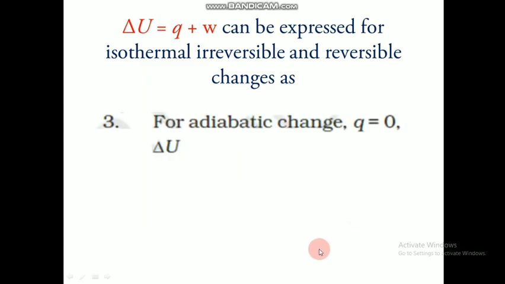Next is for adiabatic change, Q is equal to 0. We have discussed it earlier. For an adiabatic change, there is an adiabatic wall present. When an adiabatic wall is present, there is no exchange of heat, so Q is equal to 0. When in this equation Q is equal to 0, it means delta U is equal to W. So delta U is equal to W adiabatic. That is the equation here. And we completed the three conditions.